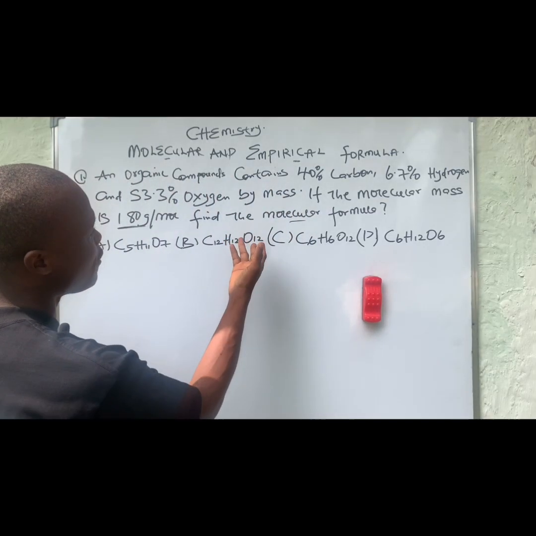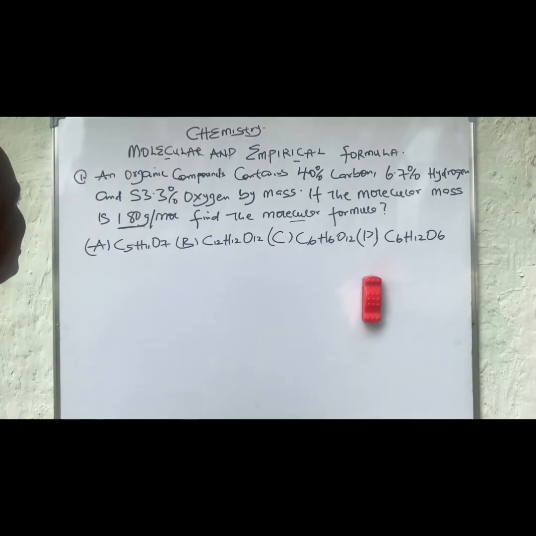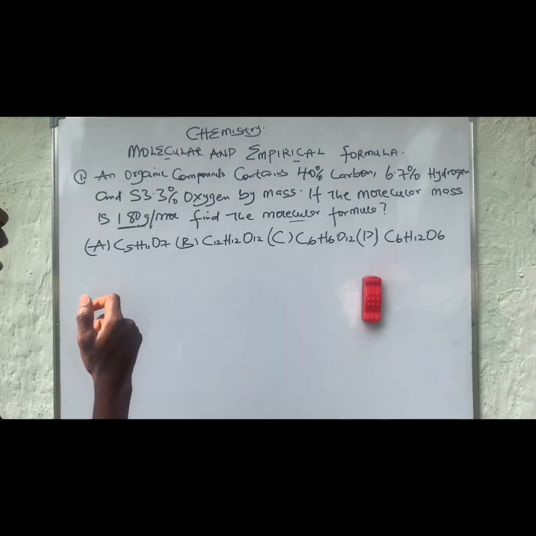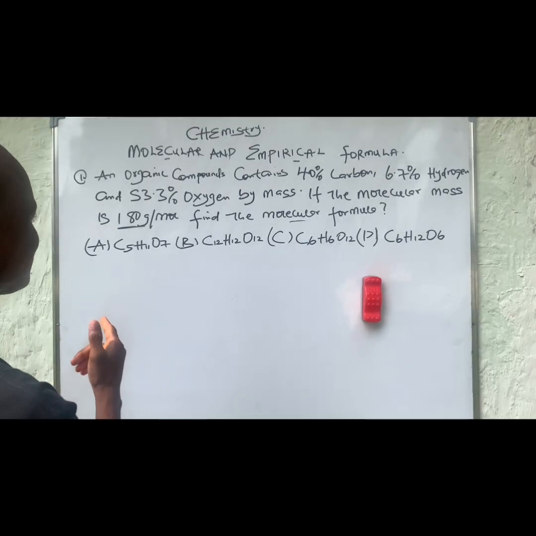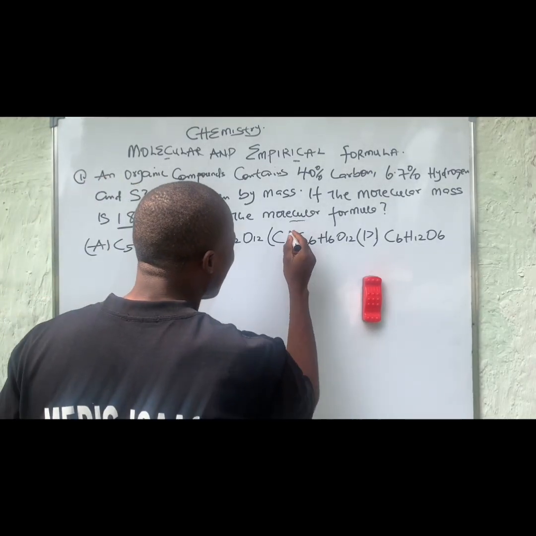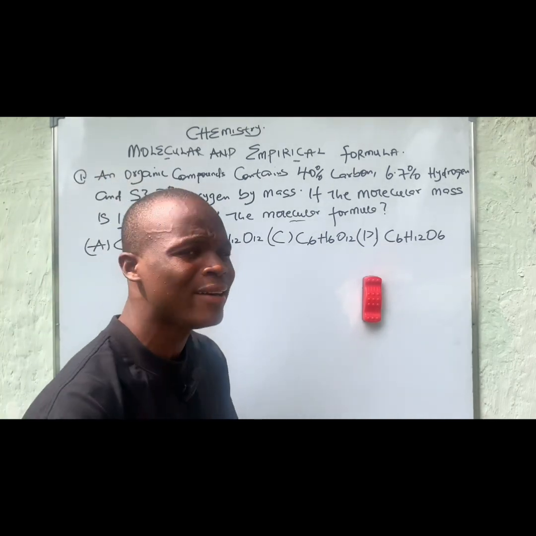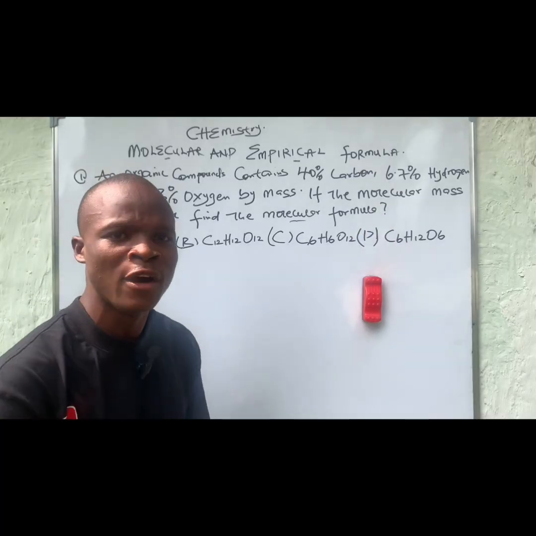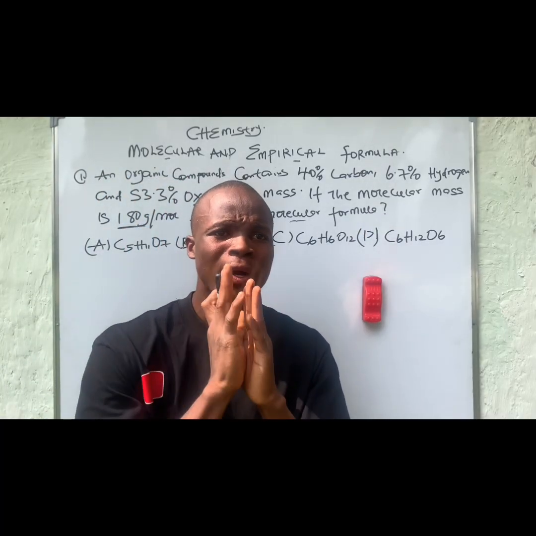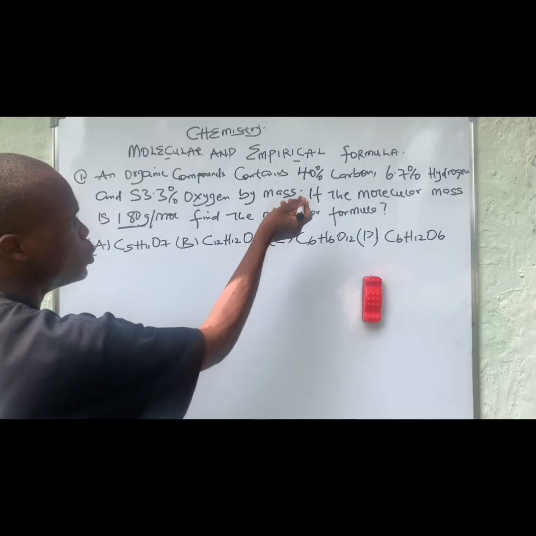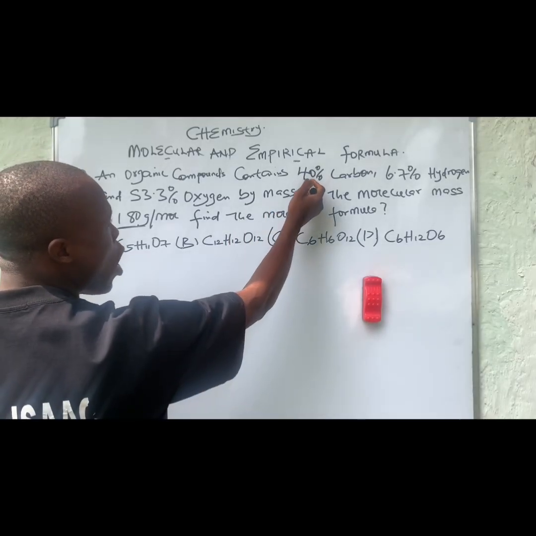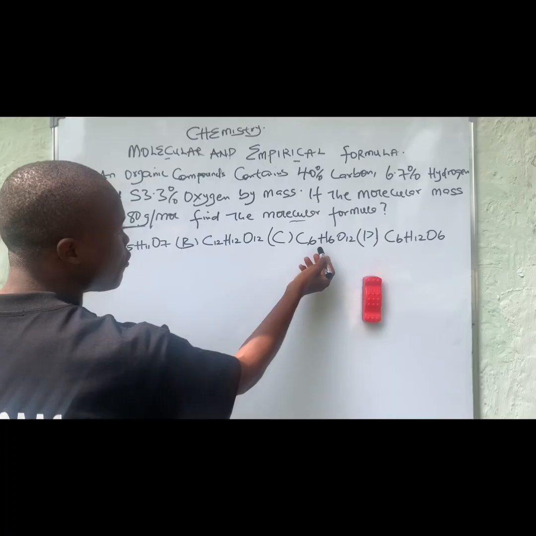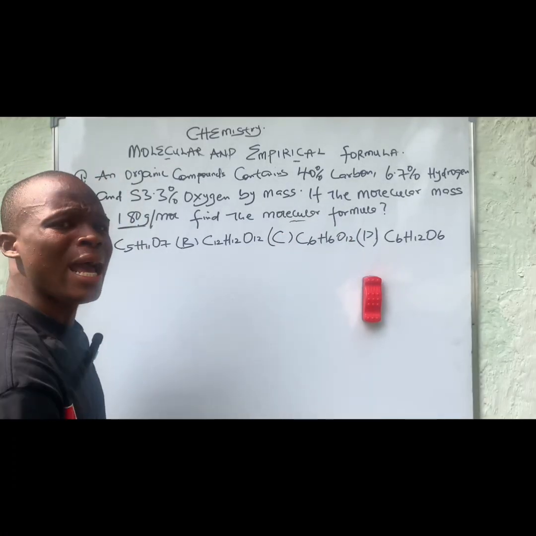So when you see this kind of question, let's read together. An organic compound contains 40% carbon, 6.7% hydrogen, and 53.3% oxygen by mass. If the molecular mass is 180 grams per mole, find the molecular formula. Wow, it's very, very simple. The first thing you have to do is to outline the elements they give. The next thing you are going to do is look for the percentage of all these numbers they gave us, if you want to solve for the molecular formula without using the empirical formula.